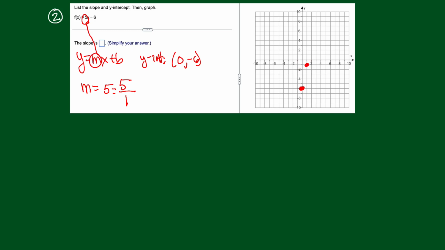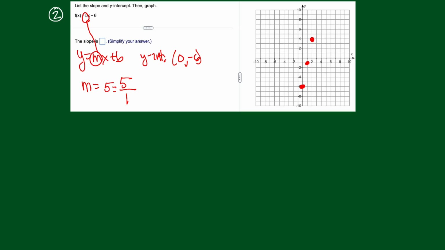Now, they're kind of close together. So what I'm going to do is I'm going to do this again. I'm going to start at this point now, go to the right 1, up 5. Right, that'll put me here. Now that's 3 points. That should give me a pretty good picture for the graph. I'll pass a line through these 3 points. So there's what I think is the graph of this equation.